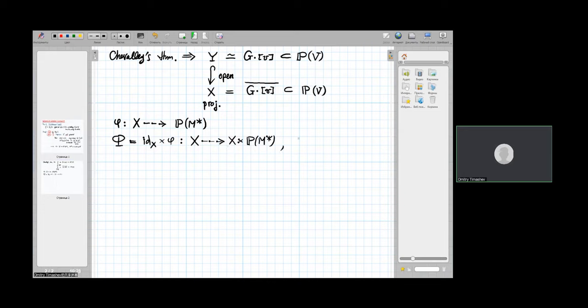Or explicitly, if you like, we can write that big phi of x is a pair consisting of x itself and small phi of x. So this is again a rational map, but now we can take the image of this map and the closure of this image. And if we replace X with the closure of the image of this big phi, this is now a closed subvariety, a projective subvariety in the product of X and P of M star. Okay?